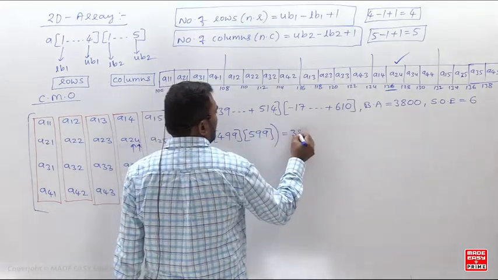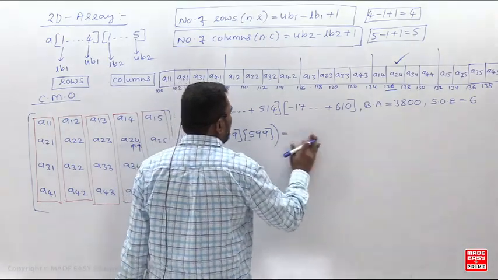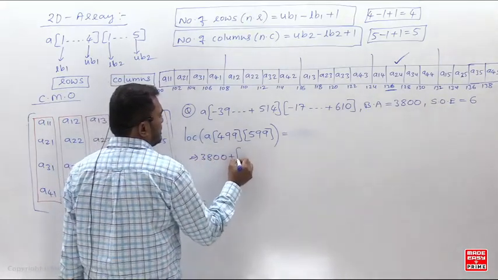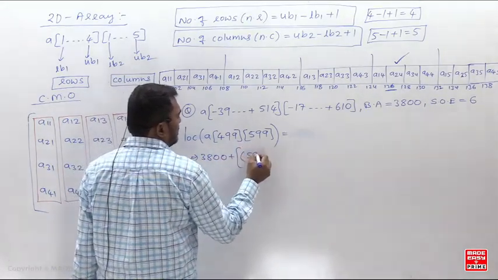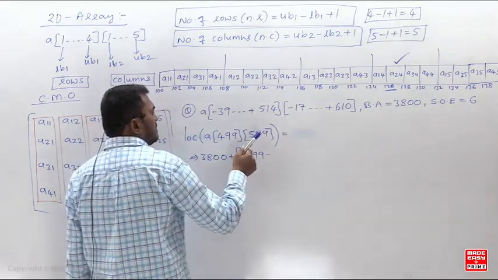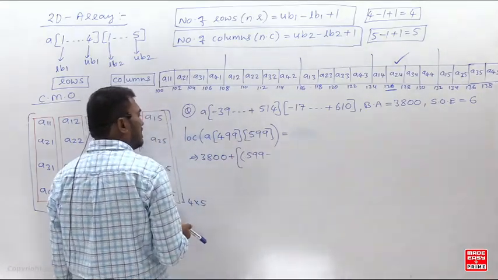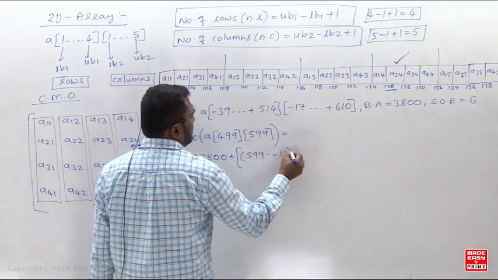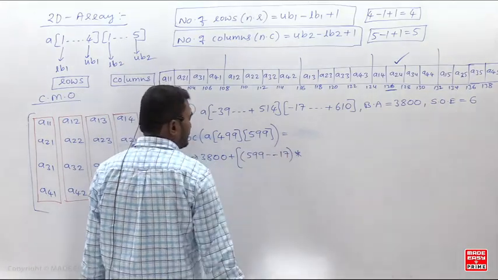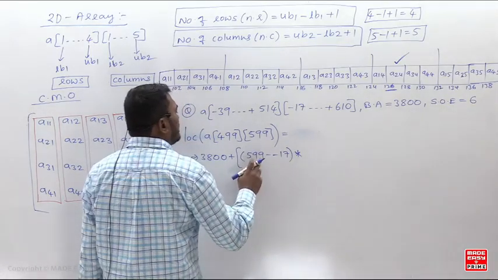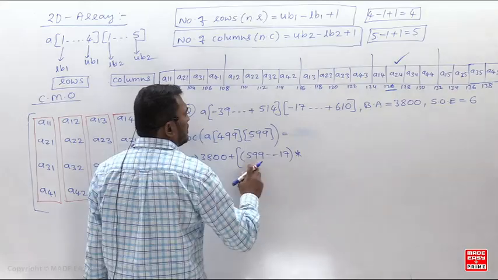So the base address is 3800. So I write it here. Base address is 3800 plus. So you want to go to column number 599. So it means how many columns you need to cross? 599 minus 17. This many columns you have to cross. Is that clear?